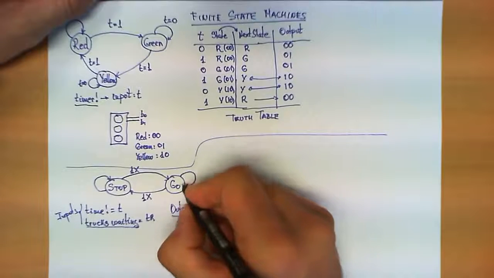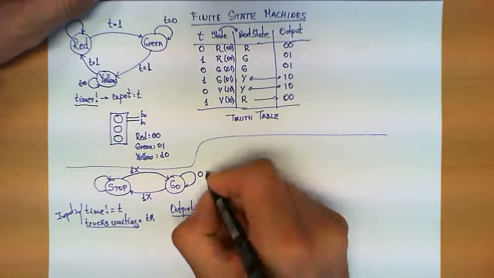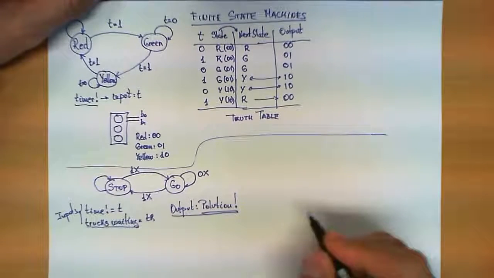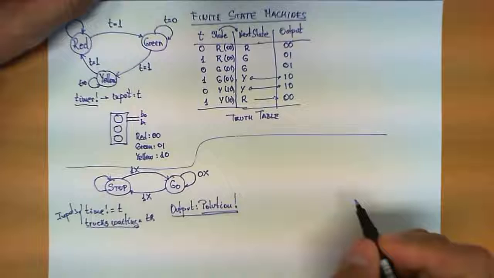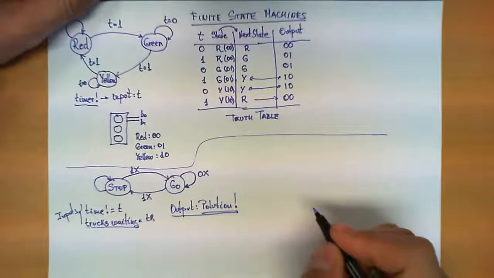Something similar occurs here. If traffic is flowing and my timer tells me it's not time yet, I don't care what is the value of the other signal. This is what I'm representing by an X, and I make exactly this transition.